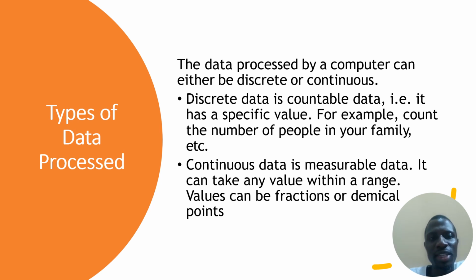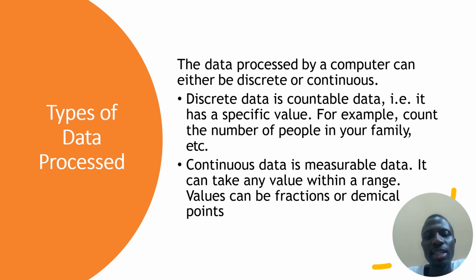Types of data processed. The data processed by a computer can be classified into two categories. The first one is discrete and the second one is continuous. What are discrete data? These are countable data. That is, it has a specific value. For instance, you can count the number of people in your family.